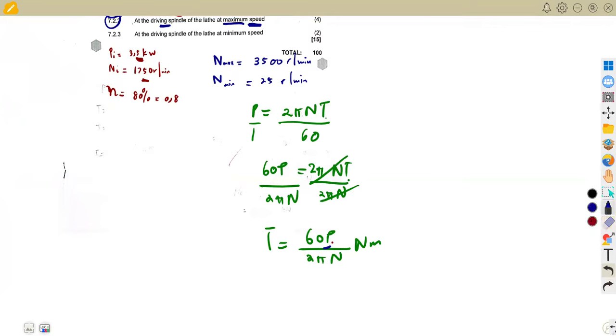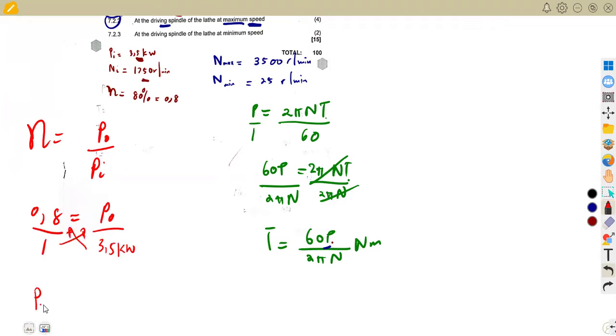That's why they gave us the efficiency, because we understand that the efficiency is equivalent to the output over the input times 100%. The efficiency of 0.8 is equivalent to the output power, the one that we need, over the input of 3.5 kilowatts. Cross multiply: 1 times P out. Thus P out is equal to 0.8 times 3.5 in kilowatt. So you are going to obtain the output power of 2.8 kilowatts. That will be 2,800 watts if you want to write it as.